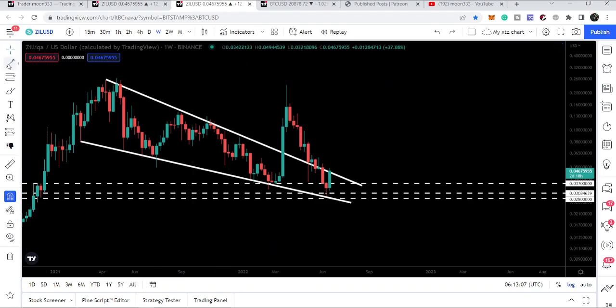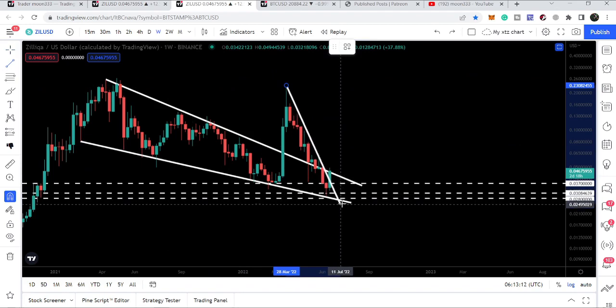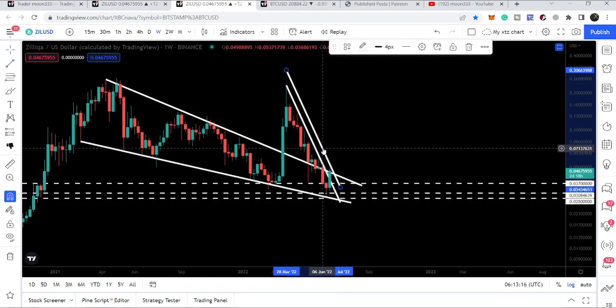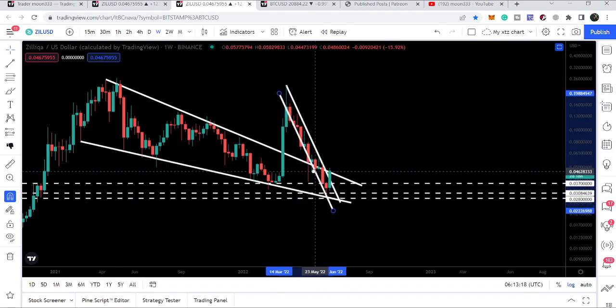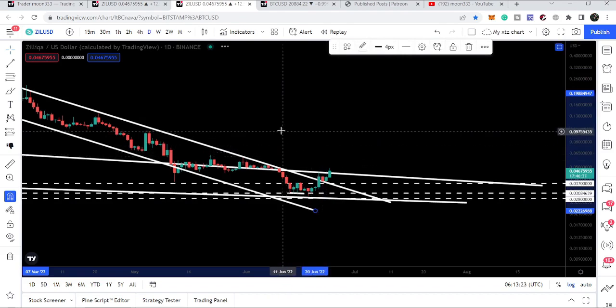And as in my last video, I was showing you that Zilliqa has formed a down channel and broke out the resistance of the down channel. This was the resistance, and here we have the support. And this pattern is more visible, by the way, on the daily time frame. Therefore, I'm just taking you to the daily time frame.